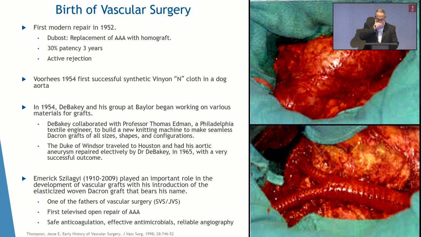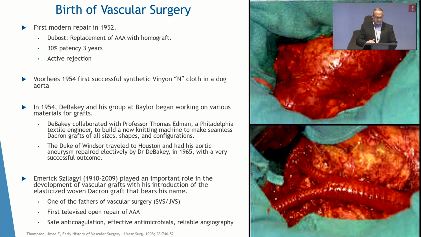In 1952, DuBost replaced an abdominal aortic aneurysm with a homograft, meaning a cadaveric graft, and I believe it was a thoracic aorta from a 20-year-old female. They had some patency, but the biggest problem was active rejection. They just didn't have the immune modulator medication. And then in '54, Voorhees used a synthetic Vinyon-N cloth in a dog aorta.